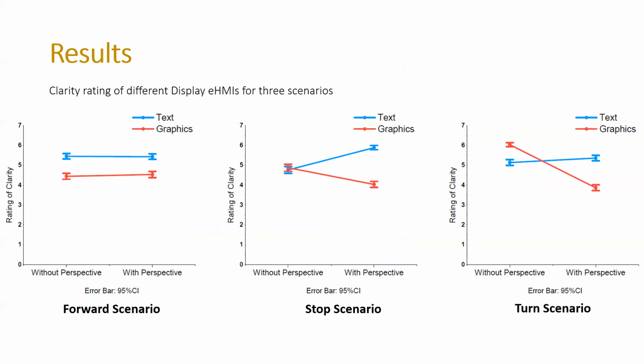For the forward scenario, text-based content was preferred over graphics. The interaction between the type of content and the perspective information was not significant. Overall, text-based content was highly rated over the graphics. For the stop scenario, an interaction effect was observed, and the main effect analysis showed a statistically significant difference between text and graphics, with text being preferred over graphics again. Interaction effect was seen for the turn scenario also, and there was no significant difference between the use of text and graphics.